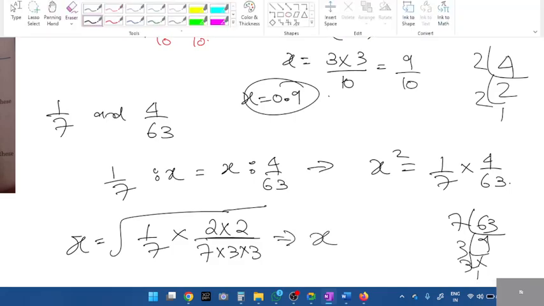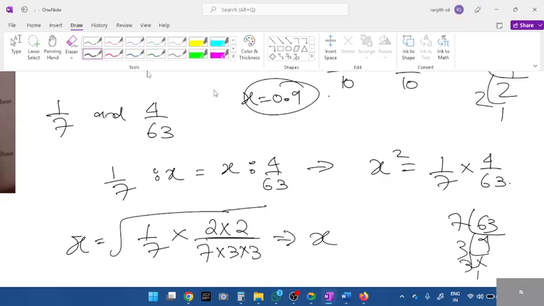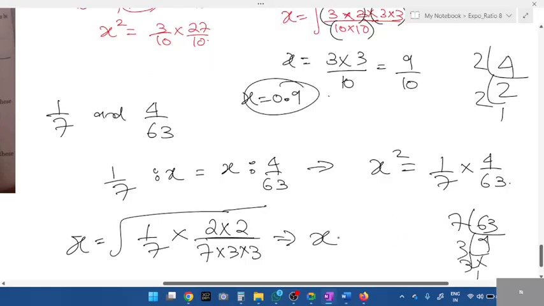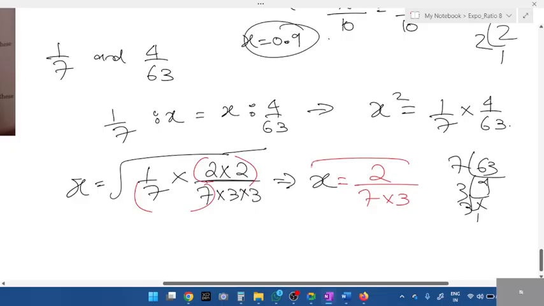What's the final answer, students? Tell me the final answer. How many 2's should I take out? 1 in the numerator. Denominator, what are the values? 7 into 3. So what's the final answer?